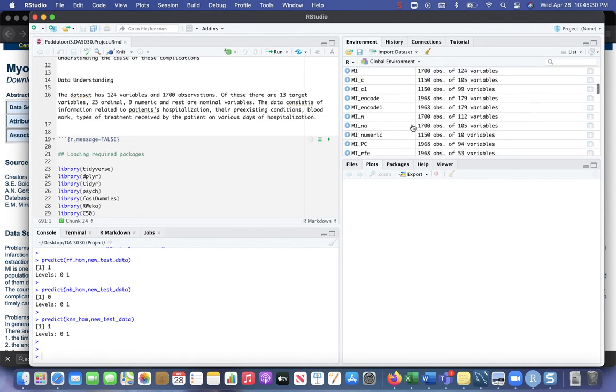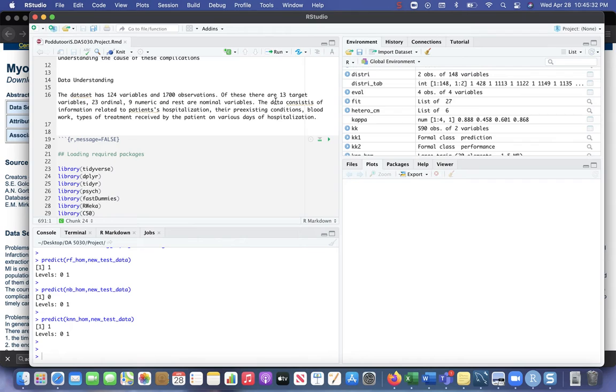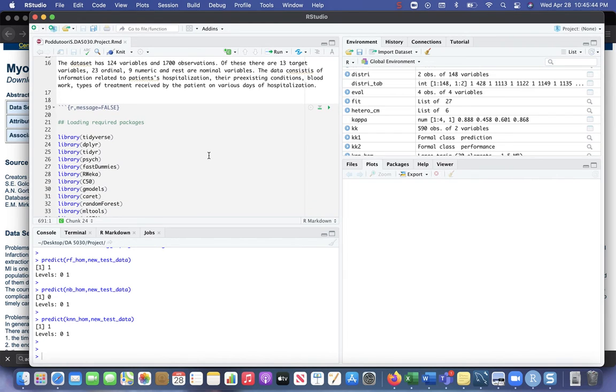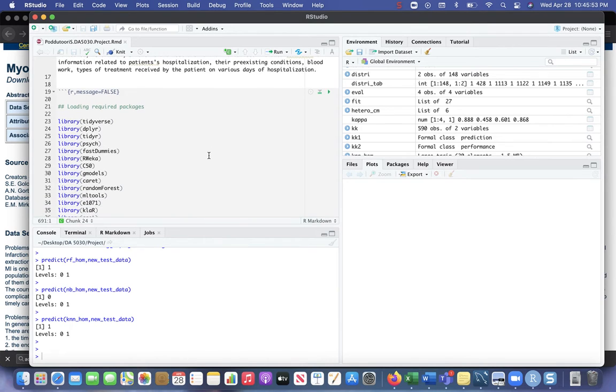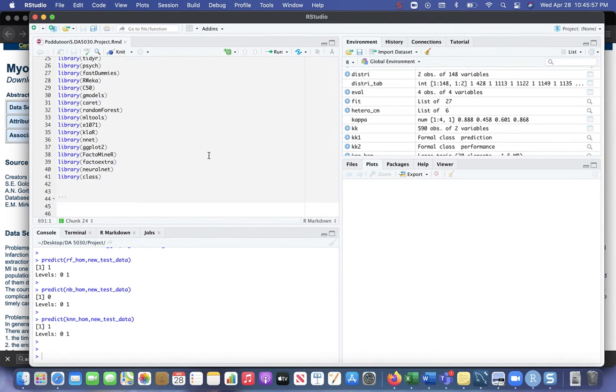Of these, 13 are target variables, 23 are ordinal, which has more than two levels, 9 are numeric variables, and the rest are all booleans. So the data consists of information related to the patient's hospitalization and their pre-existing conditions. The numeric features are mostly the age and their test results, and the others are types of treatment they received during their hospitalization.